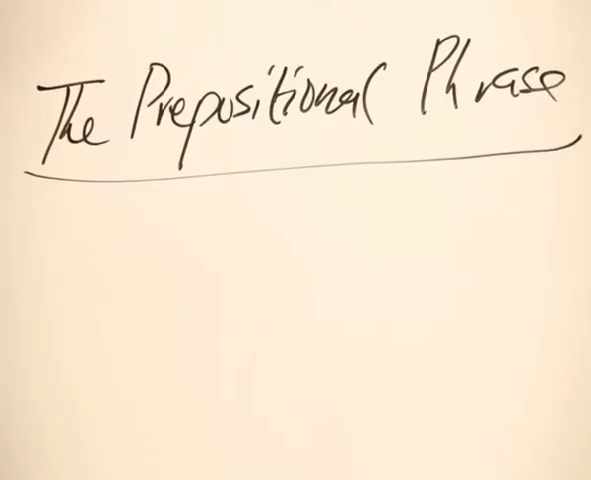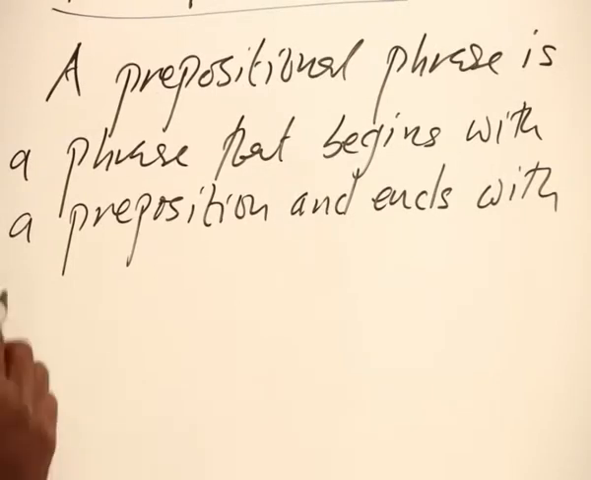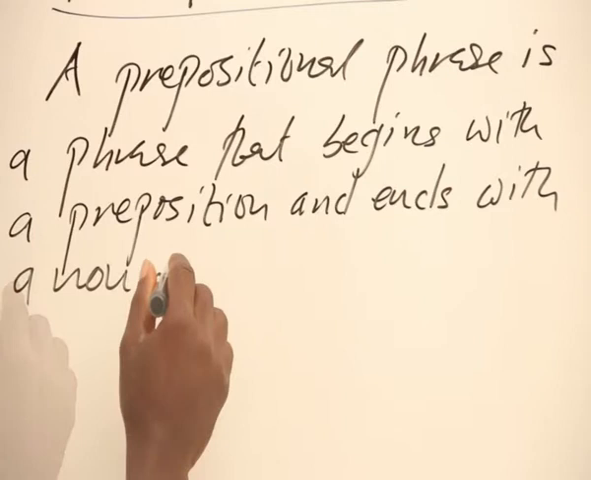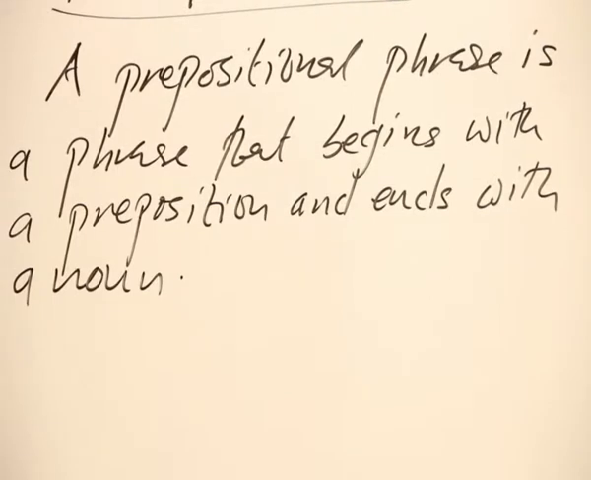What is a prepositional phrase? That's the point. A prepositional phrase is a phrase that begins with a preposition and ends with a noun. Sometimes it can also end with a pronoun, but in that case, the prepositional phrase will likely be very short or simple. So that is a prepositional phrase.